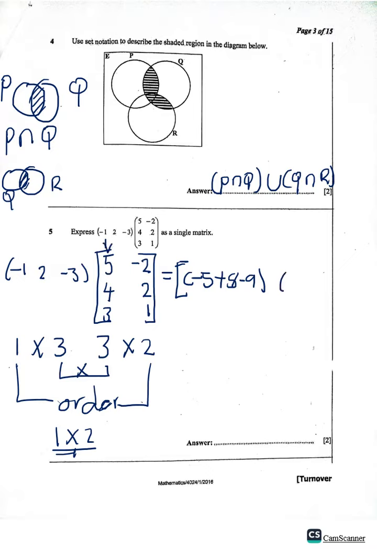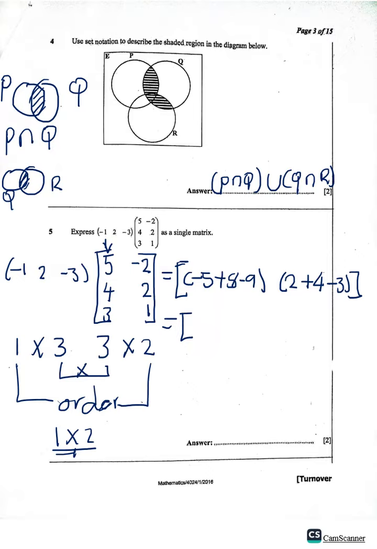Let's go to the second column. -1 times -2 is +2. 2 times 2 is 4. -3 times +1 is -3. Now let's see how we can simplify it.